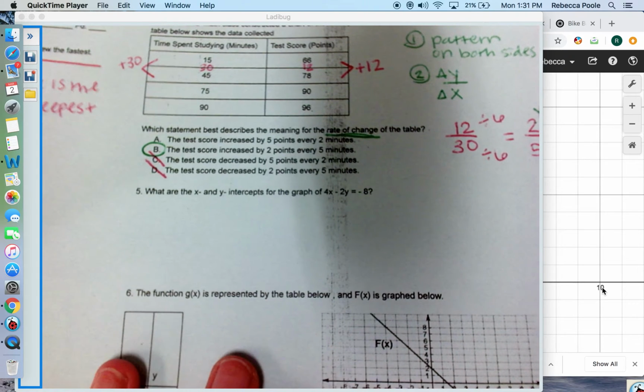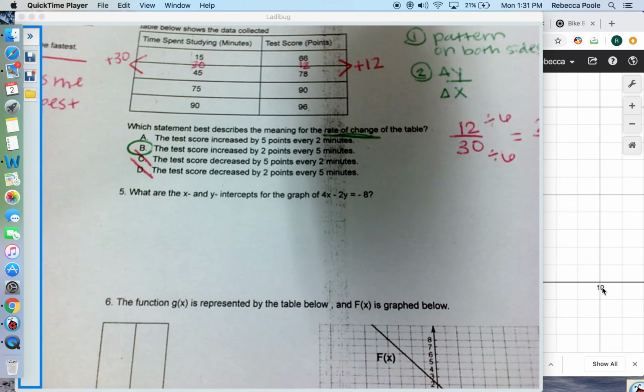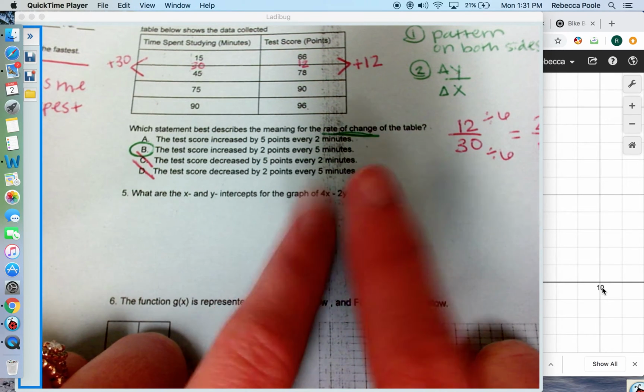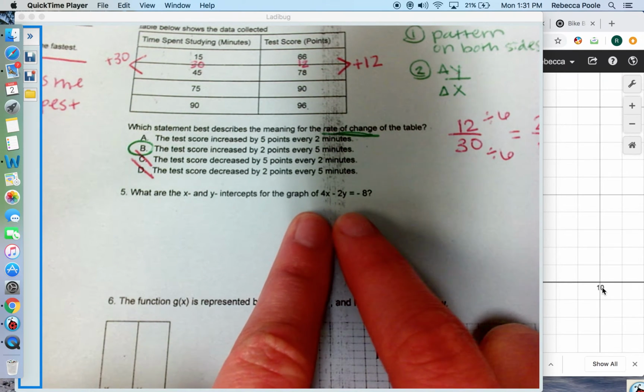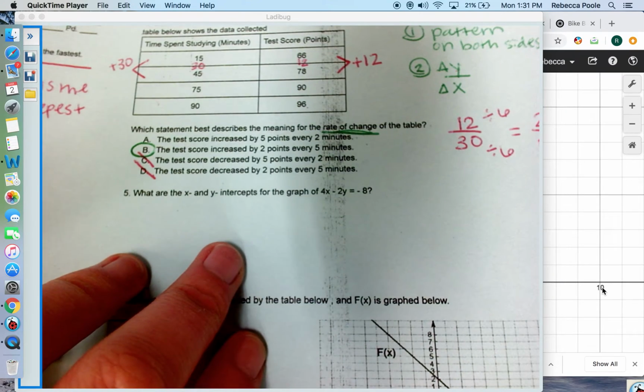What are the x and y intercepts for the graph of 4x minus 2y equals negative 8? There's two ways you can do this one. I'm going to do it the way that I think most of you will get it right. I'm going to graph this on some graph paper, and then we're going to look at the answer, okay? So 4x minus 2y equals negative 8.